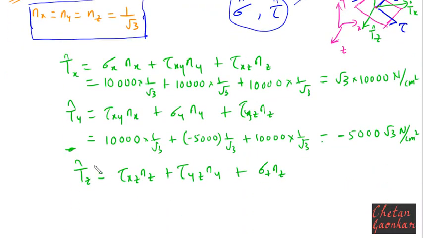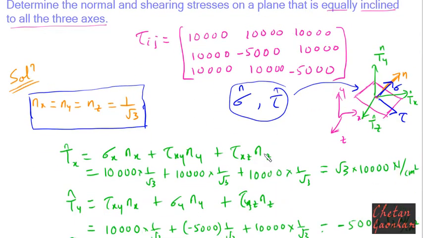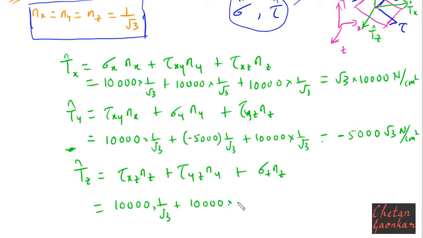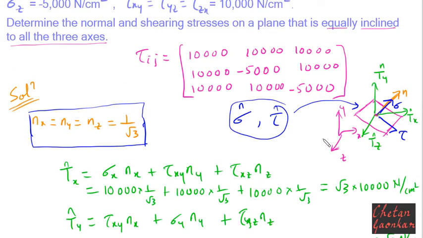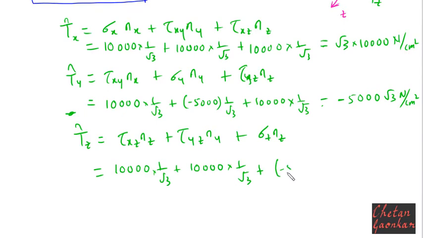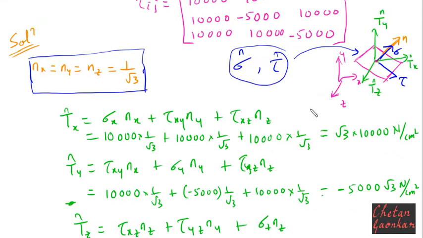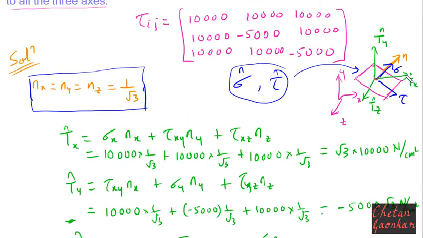And then finally I need to find this, right? So how much is tau xz? Tau xz is again 10,000 times 1 by root 3. And how much is tau yz? Same thing. It is again 10,000 multiplied by 1 by root 3. And then finally sigma z is minus 5,000 times 1 by root 3. So again this value will come same as this. So this is minus 5,000 times root 3 Newton per centimeter square. So with the help of Cauchy's stress equation, we have been able to find the stress vectors in x, y and z direction on this plane.